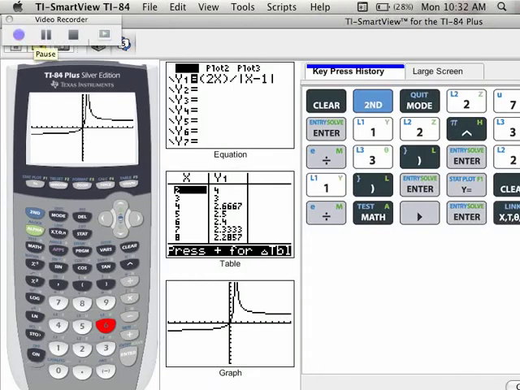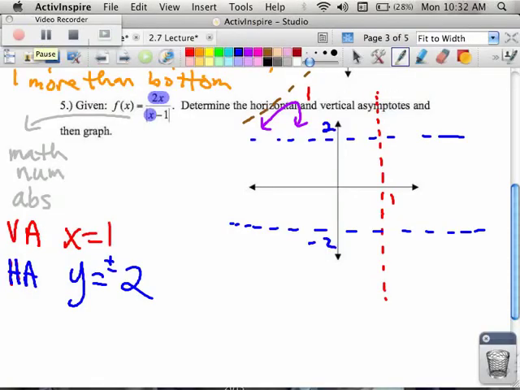Okay, so the picture you see on the screen is what I get when I type it in on my calculator. And if I were drawing that over here, my graph would look like the following in the orange.